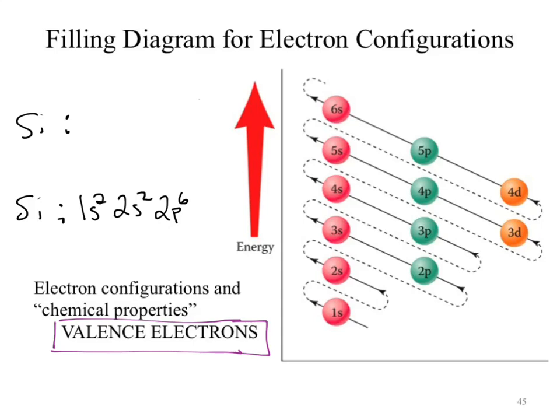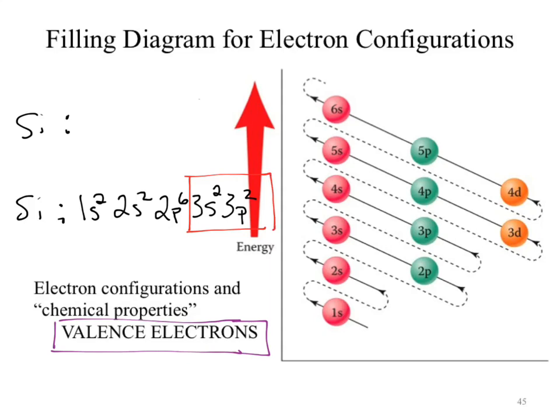I didn't say that's silicon's electron configuration yet. How many electrons have we specified so far? 10. How many electrons does silicon need? 14. So this is not the complete configuration. We have to move to the next energy level. What's our next energy level? 3s2, 3p2. What are our valence electrons? The 3s2 and our 3p2.